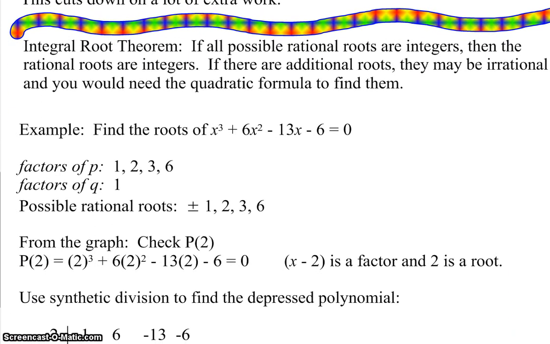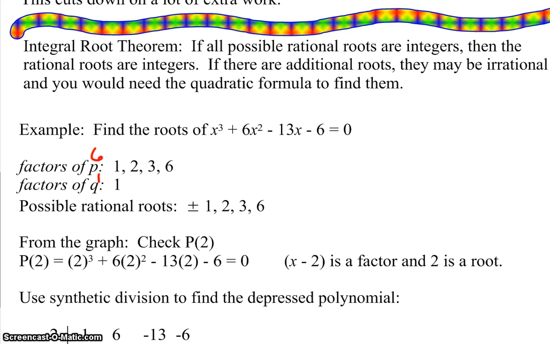Now, the integral root theorem says that if all the possible roots are integers, then the rational roots are integers. So we could actually find those with quadratic formula. I started with a different example. I have x cubed plus 6x squared minus 13x minus 6 equals 0. P in this case was 6. Q in this case was 1.